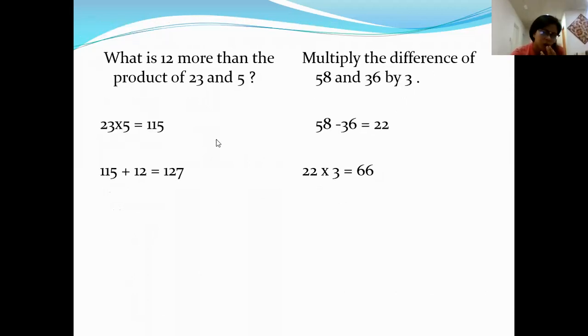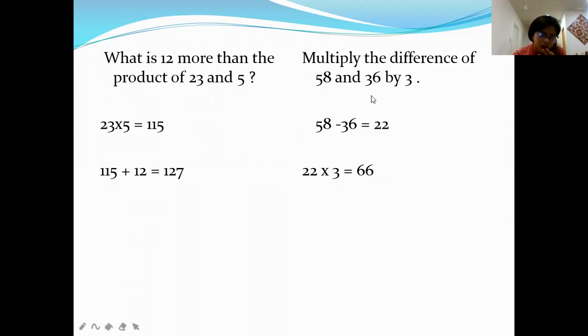Next, what is 12 more than the product of 23 and 5? We are going to get the product first of 23 and 5, right? So 23 times 5, that is 115. Then the question is what is 12 more? It means we are going to add 12. So 115 plus 12, that's 127.